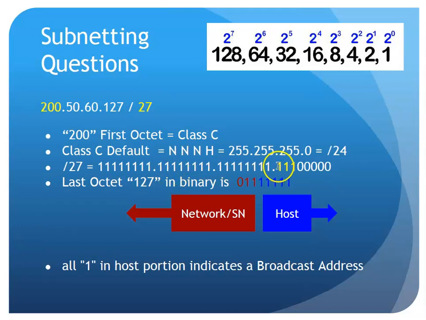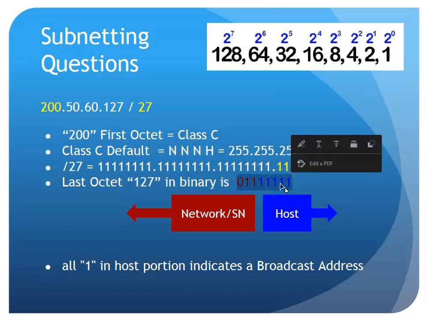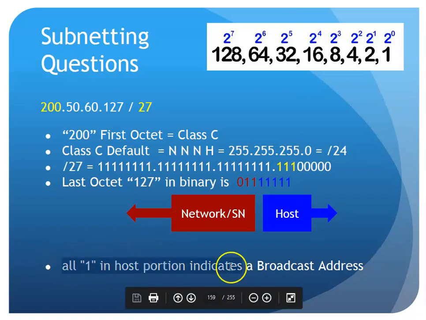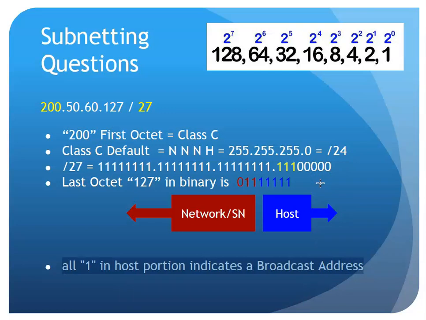What we'll do with the /27, here are my subnet bits, here are my host bits. I want to write out this last octet because that's where the subnetting occurred. So I'm going to take 127 and write it out in binary. With 127 in binary, I'm looking at the host portion now. With the host portion of all ones, this is the broadcast address. I have to remember that rule from way back: all ones in the host portion is the broadcast address. So right there I could say this is not a usable IP, click answer C or whatever it is. This is a broadcast address.